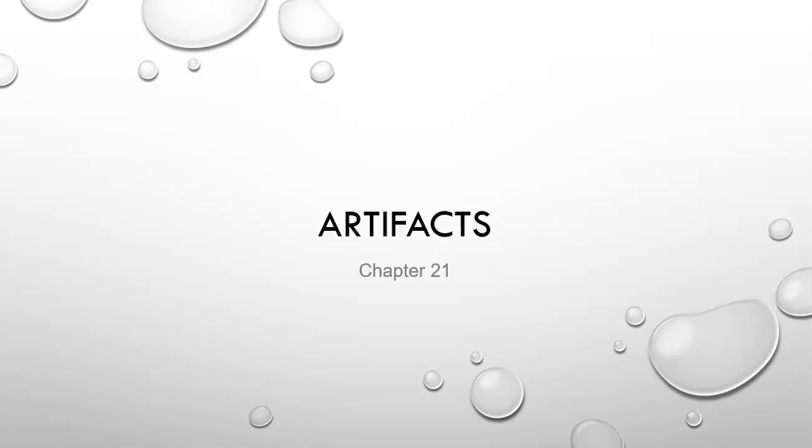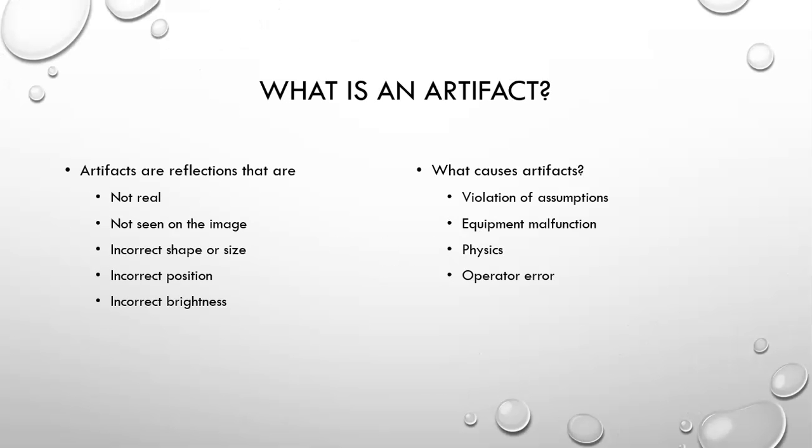Alright, let's begin our discussion of what artifacts are. Artifacts are simply reflections that are not real. Sometimes they're not even seen on the image. They are incorrect shape or size, in the incorrect position, or incorrect brightness. What causes an artifact is the violation of the standard assumptions that the equipment must make.